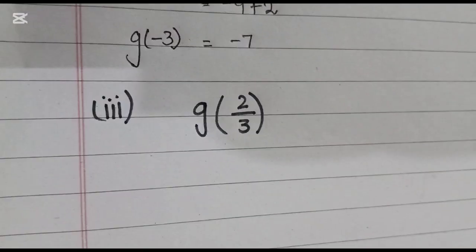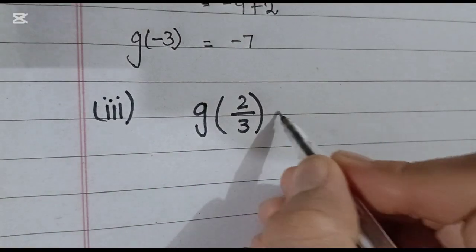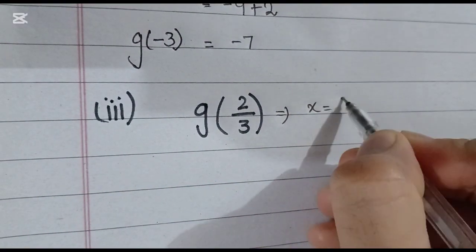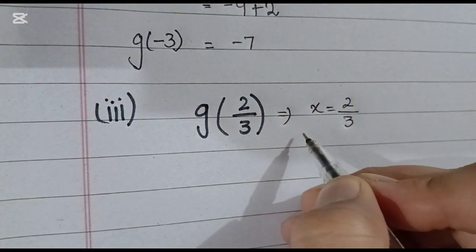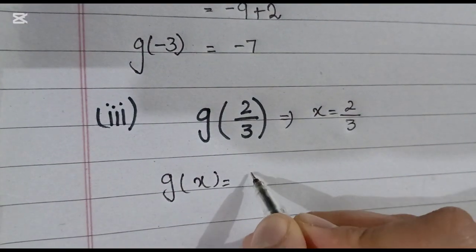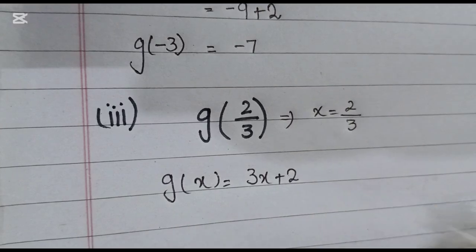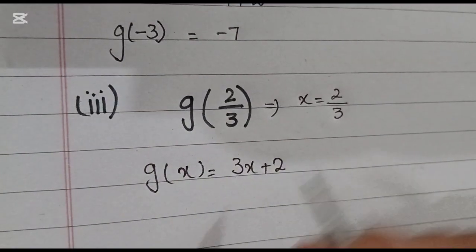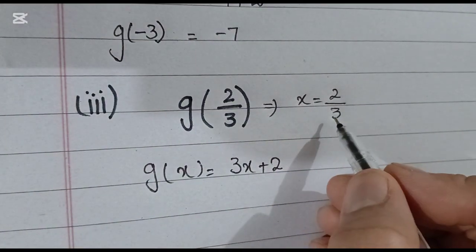Let us discuss the third part now. They gave us g(2/3). It means that the x value is 2/3. We are going to substitute the value x = 2/3 into the given function, which is g(x) = 3x + 2. Now substitute the value x = 2/3.